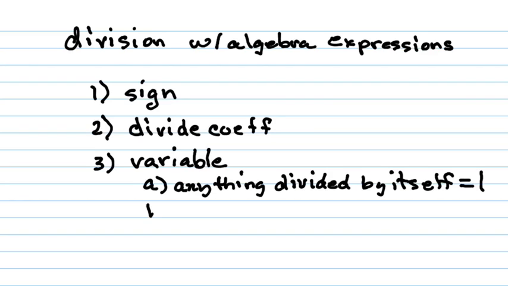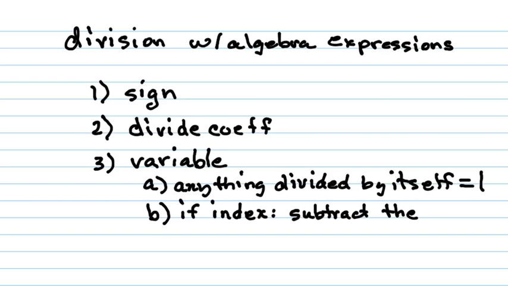Now, if they don't divide evenly, if you have an index, meaning that there are more C's than 1, right? So like C to the third really means you have how many C's? 3 of them, right? If you have an index, then what you're going to do is subtract the bottom index from the top one.